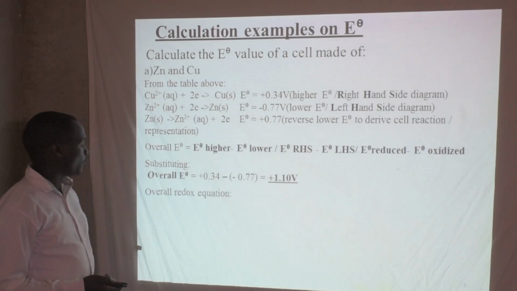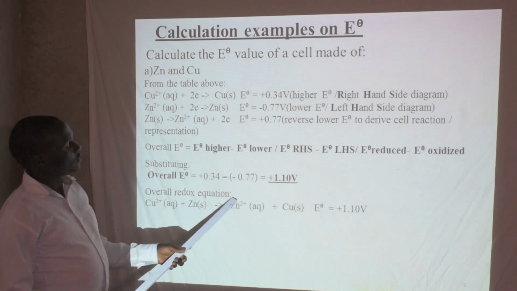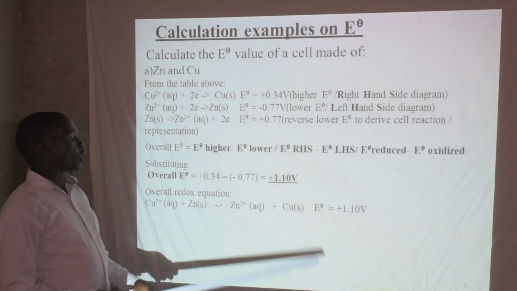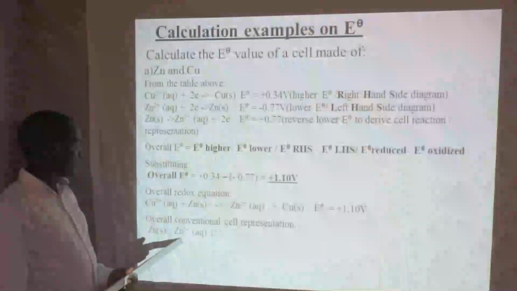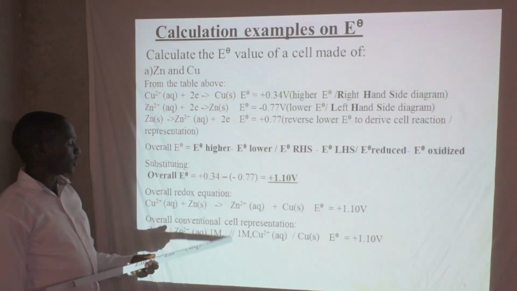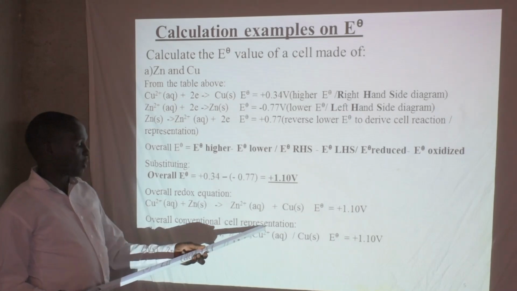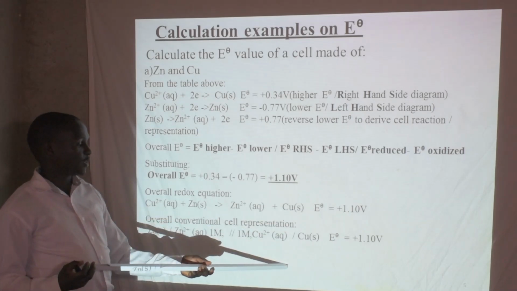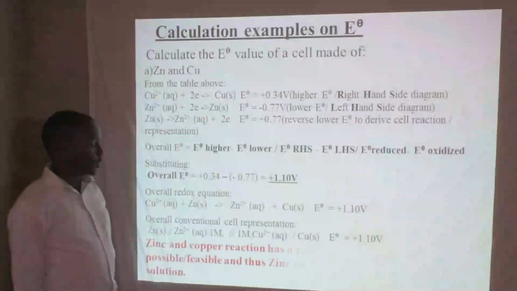It's showing you how you can calculate. So for the overall redox equation, we have copper ions plus zinc giving us zinc ions plus copper solid. So the overall conventional cell representation is zinc, then phase boundary, zinc ions at 1 molar, then the salt bridge, then copper ions, then phase boundary, then the copper solid. That is going to give us the EMF of 1.10 volts.